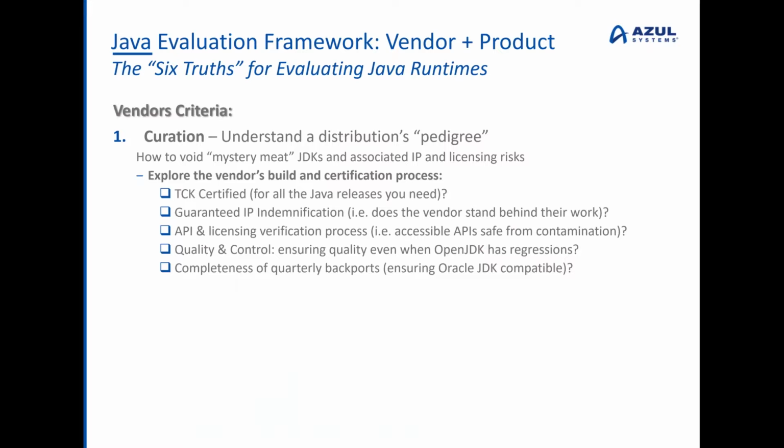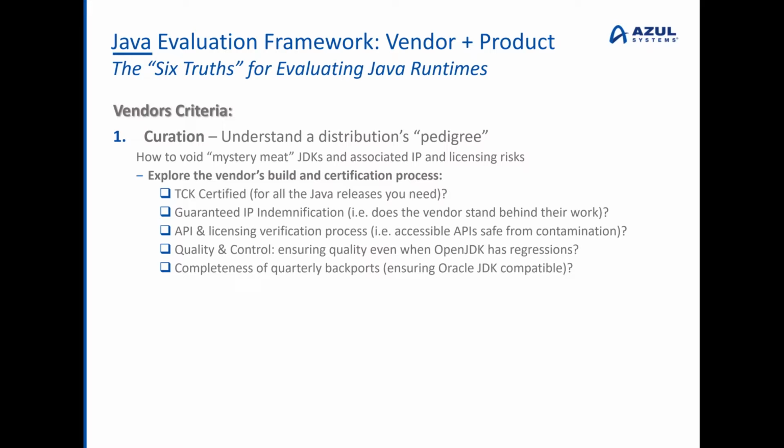So let's talk about a Java evaluation framework. This is vendor criteria plus product criteria, what I call the 6 truths for evaluating Java runtimes. There are 3 criteria I'm going to talk about here as they relate to a vendor, and then 3 related to products. The first is curation, understanding a distribution's pedigree. When you talk about things like dogs, understanding their pedigree and history is very important. It's important to what I call avoid the mystery meat of JDKs.